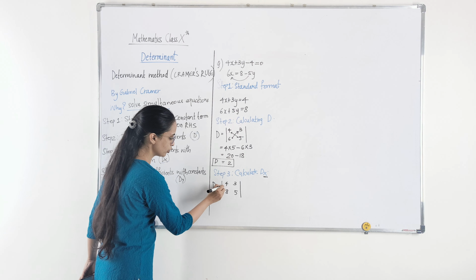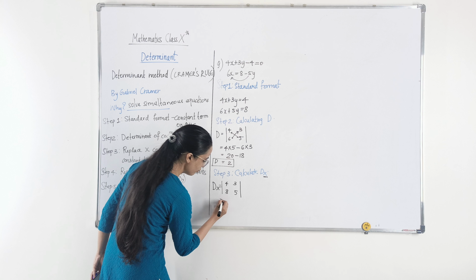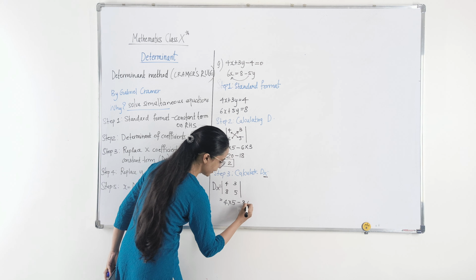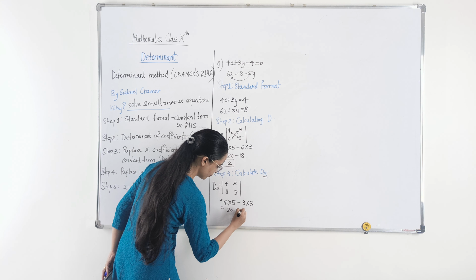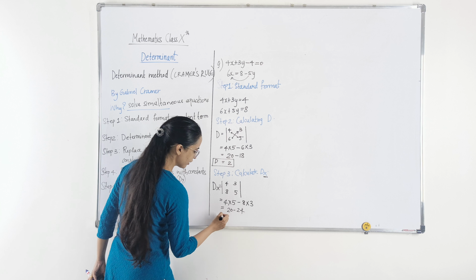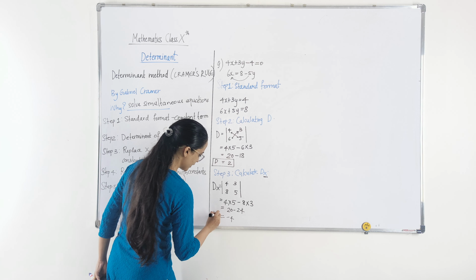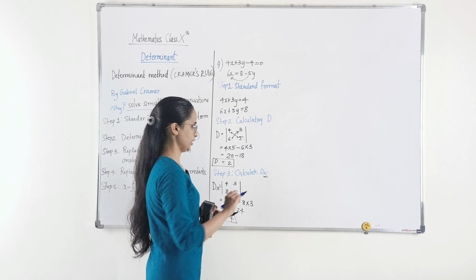Now again, what you are supposed to do is repeat the same step over here. So 4 into 5 minus 8 into 3. 4 into 5 is 20 and 8 into 3 is 24. We know 20 minus 24 is minus 4. So your value for dx is minus 4. This is your step number 3.